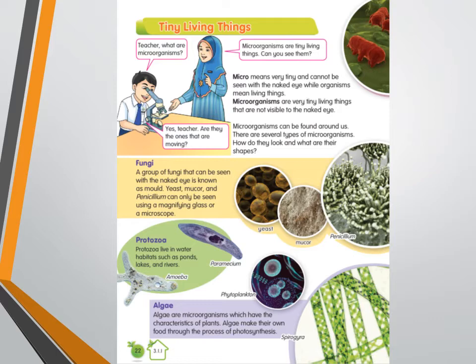Next one, algae. Algae are microorganisms which have the characteristics of plants. Algae make their own food through the process of photosynthesis. Examples of algae are phytoplankton and spirogyra.